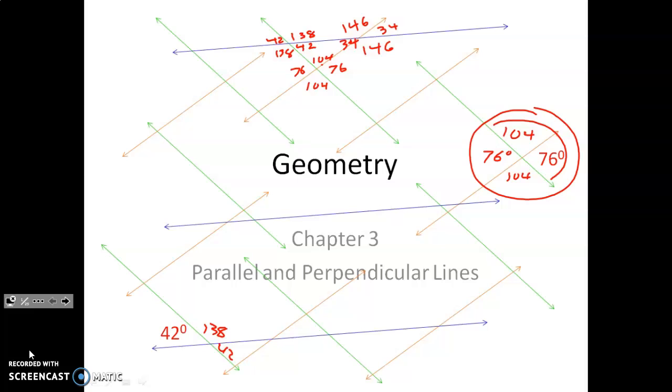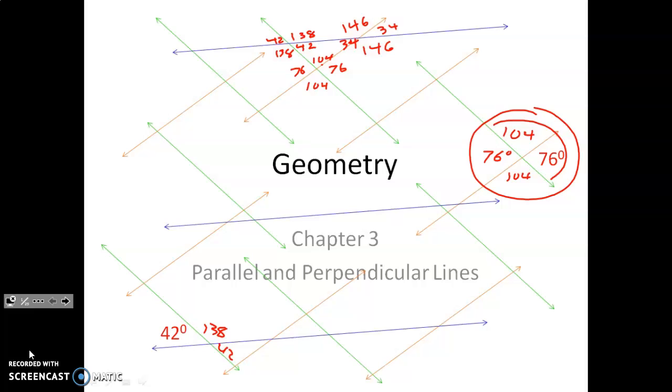One little hint is to use the same colors that we did in 3.2. You'll find out with all these parallel lines, all these angles here, really all three sets are on the top. So really we want to get 6 different angles. One set will be 42 and 138, another set would be 34 and 146, and then the third set would be the first one we found, 76 and 104. And that's how this whole sheet will be.